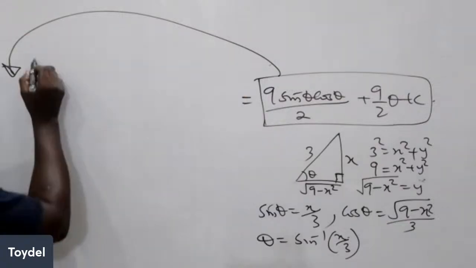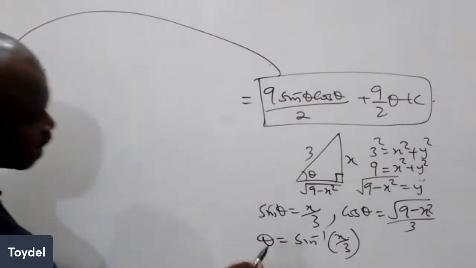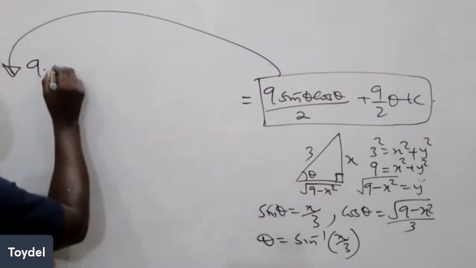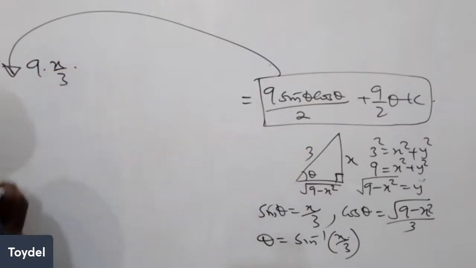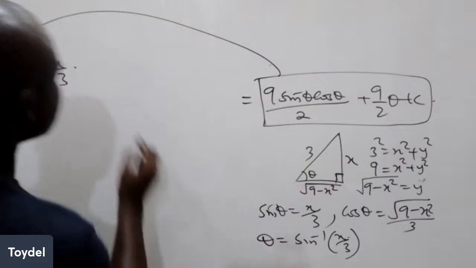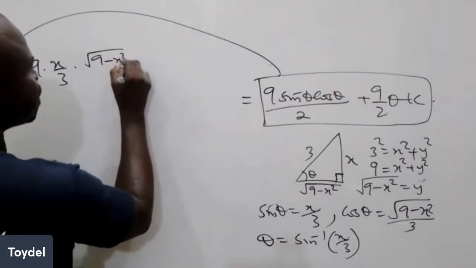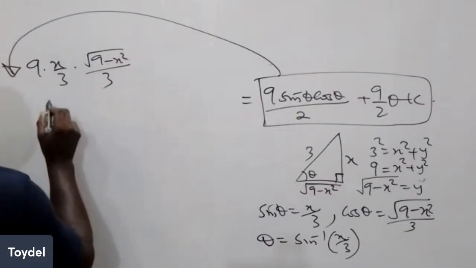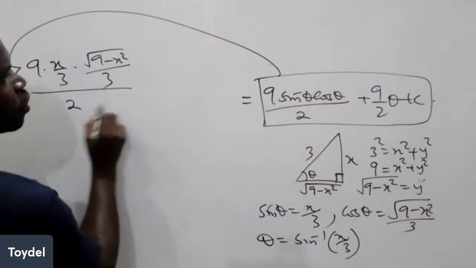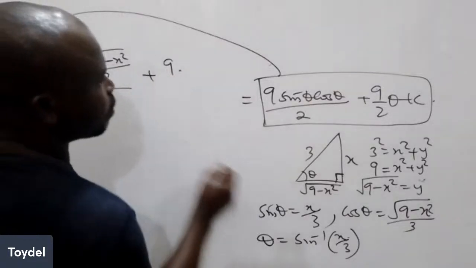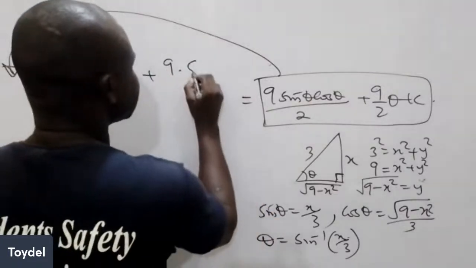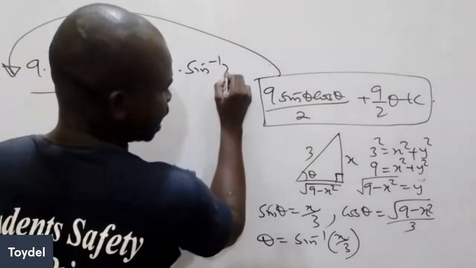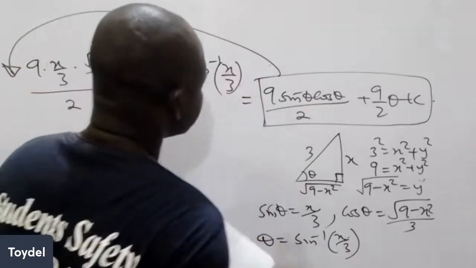So from there now, I'm going to have 9 multiplied by, what is sine theta? Sine theta is x all over 3. Now multiply by, what is cos theta? Cos theta is square root of 9 minus x squared all over 3. That's what I'm going to get. Everything divided by 2. Plus 9 multiplied by, what is theta? Theta is arc sine x all over 3. That is theta.